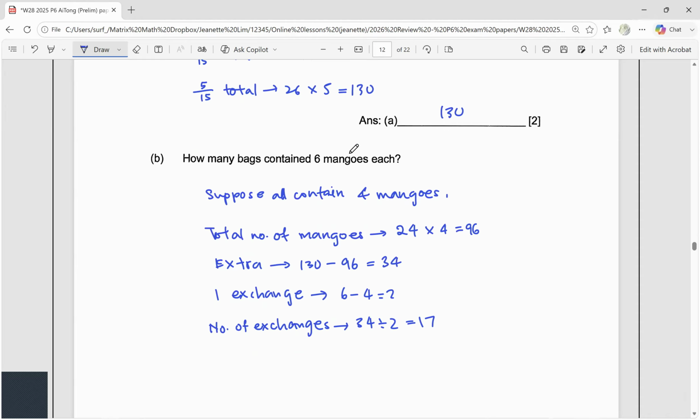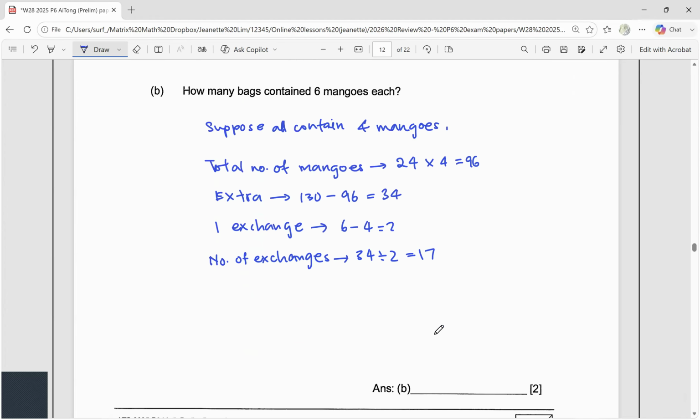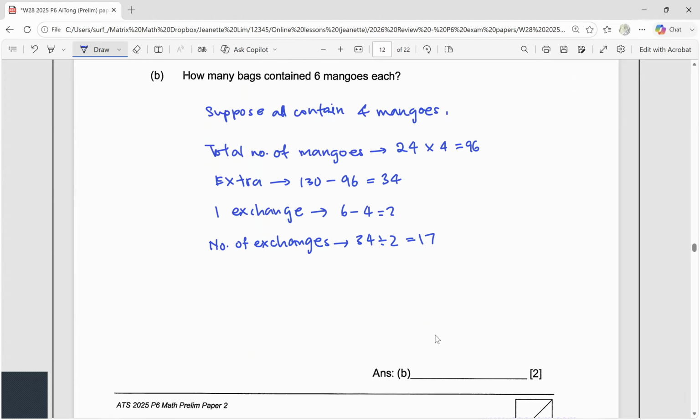So how many bags of 6 do I have? The answer is 17. Okay, I'm doing it 17 times, so I'm putting in 17 bags of 6. So answer 17.